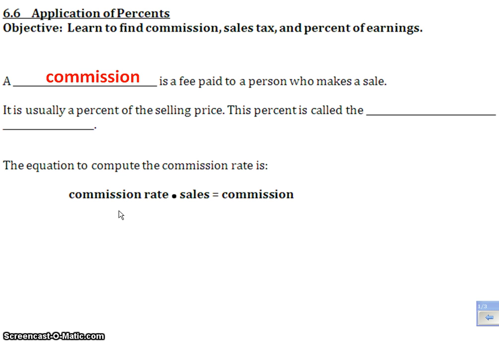It's usually a percent of the selling price. This percent is called a commission rate. The equation to compute commission is commission rate times sales equals commission. The commission rate will be a percent, and that will be entered into the equation as a decimal.